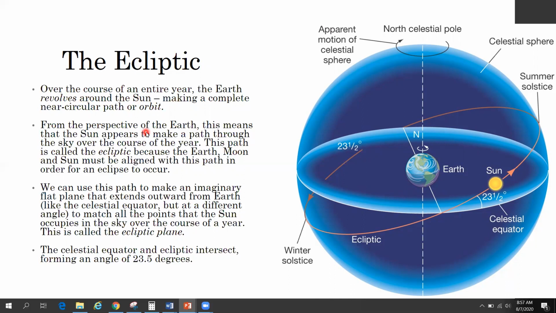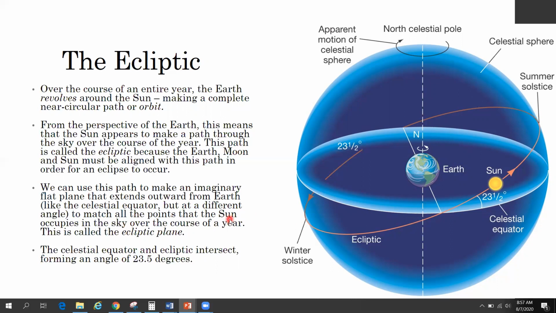And from the perspective of us here on Earth, what this means is that the sun appears to make a path through the sky over the course of the year. In other words, if I compare the sun's daytime position to what stars should be behind it, again, we can't see the stars during the day typically just because the sun's so much brighter. But if I do that, then I can see that the sun's position compared to background stars changes over the course of the year. And so it makes this path as it goes in front of different background stars. And that path, again, is called the ecliptic.